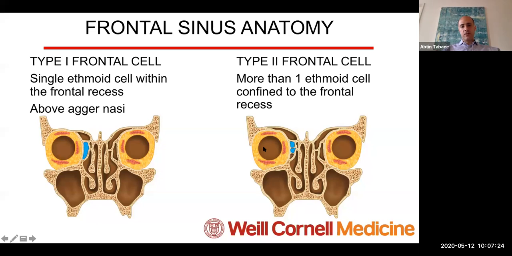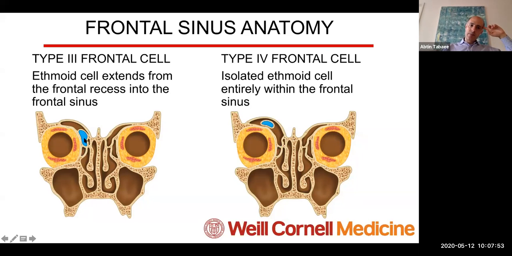I think the real limitation of this nomenclature is it wasn't descriptive enough, and it didn't show us a deeper understanding of what the cell in question is, how it relates to the surrounding anatomy. So just to review, a type 1 frontal cell is a single ethmoid cell within the frontal recess above the agger nasi. A type 2 cell is more than one of these cells, so you can have 2 or more still within the frontal recess. A type 3 cell is when the ethmoid cell encroaches into the frontal sinus cavity proper, so it extends above the beak, but is still connected inferiorly to the frontal recess. And then a type 4 cell is a cell that's purely isolated in the frontal sinus cavity itself.